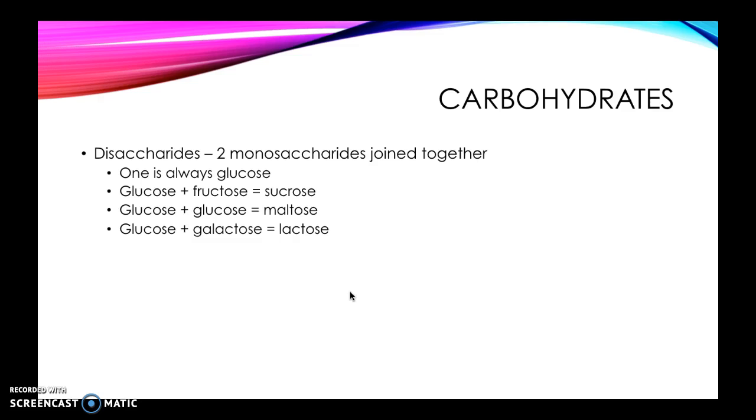A disaccharide is formed when two monosaccharides are joined together. One of the monosaccharides is always glucose, and then it will be joined with one of the other monosaccharides. So glucose plus fructose makes sucrose. Glucose plus another glucose equals maltose. And glucose plus galactose equals lactose, which is the milk sugar.